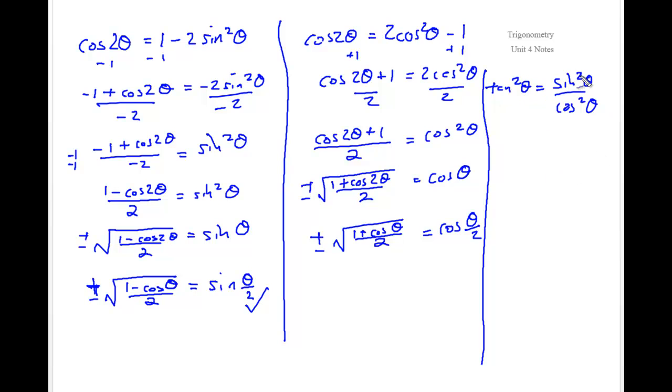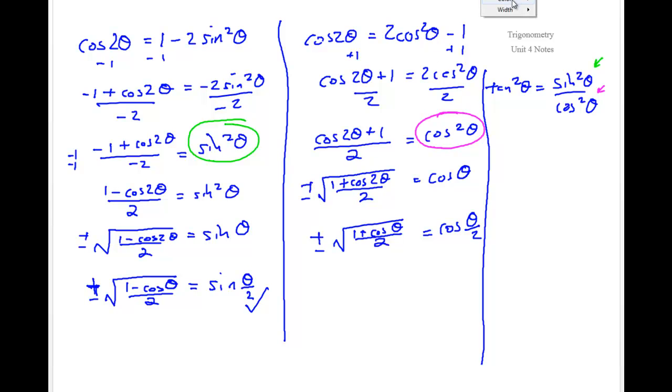Tangent squared theta is equal to sine squared theta over cosine squared theta. Now, we know that sine squared theta, from this formula over here, you see how this is sine squared theta? Well, there's sine squared theta right there. And cosine squared theta, since we've done these proofs here, it's pretty easy to see where this is coming from. Here's cosine squared theta right there. So tangent squared theta is going to be this blue writing divided by this blue writing.